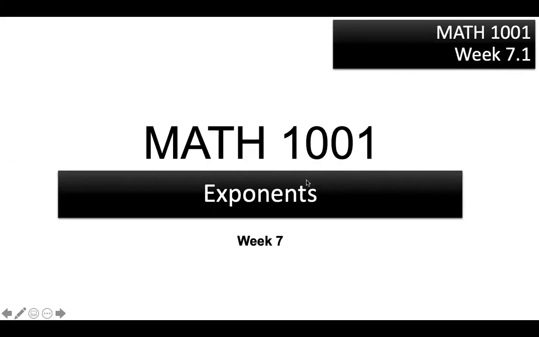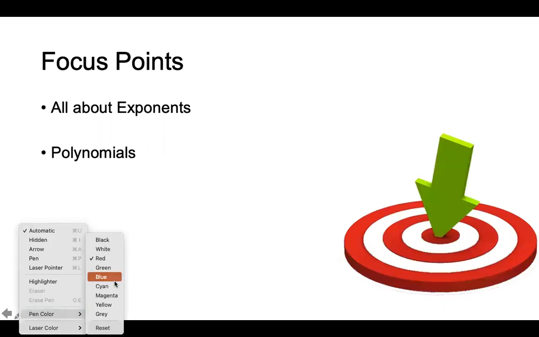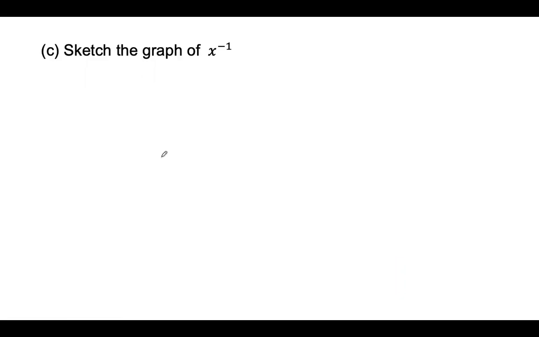So here we're going to be talking about exponents. Exponents and polynomials, essentially. So we left off about here. Part C was sketch the graph of x to the -1. So what is this function? x to the -1. This is 1 over x, essentially.